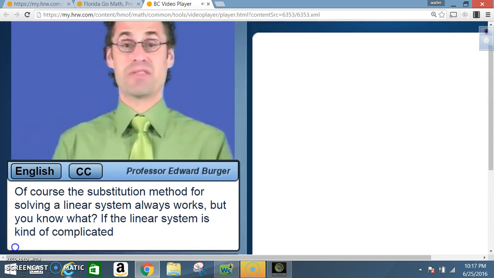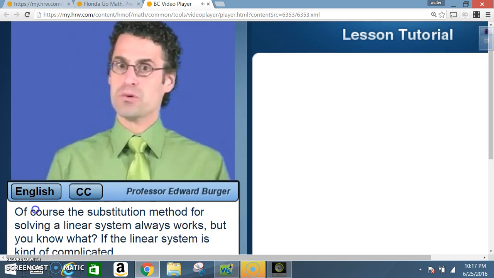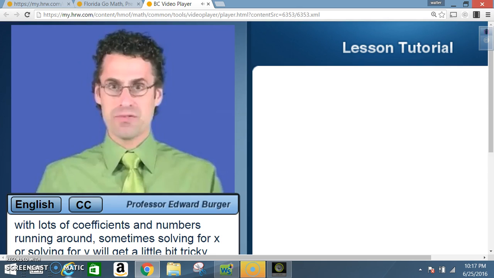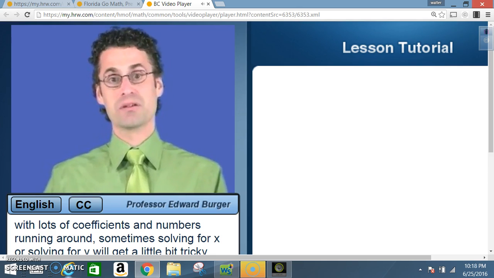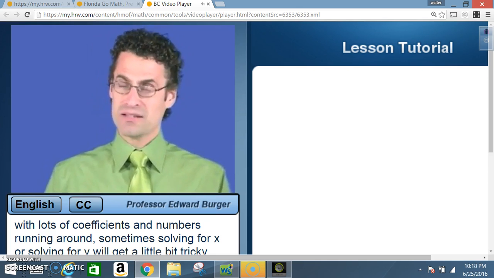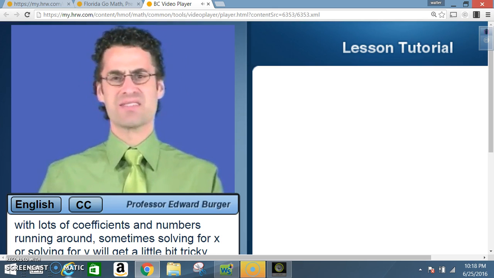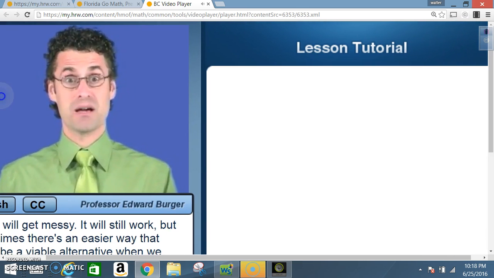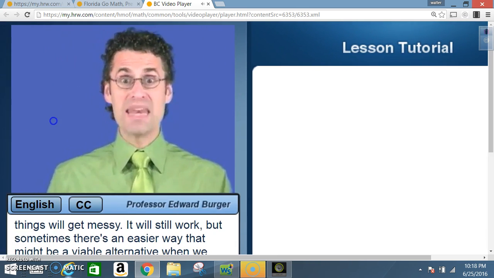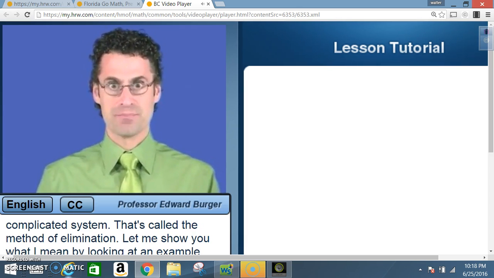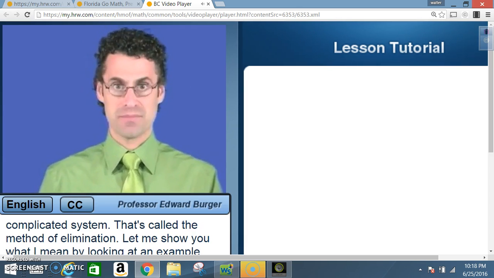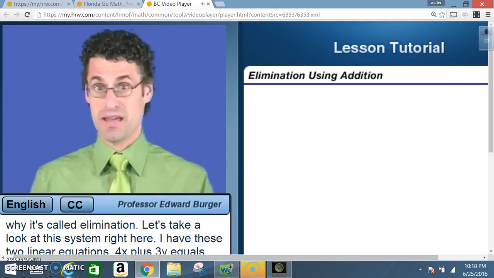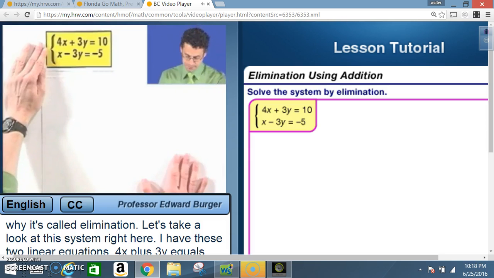So of course the substitution method for solving a linear system always works, but you know what? If the linear system is complicated with lots of coefficients and numbers running around, sometimes solving for x or solving for y will get a little bit tricky, and you'll have fractions and things will get messy. It'll still work, but sometimes there's an easier way that might be a viable alternative, and that's called the method of elimination. Let me show you what I mean by looking at an example, and you'll see why it's called elimination. Let's take a look at this system right here.